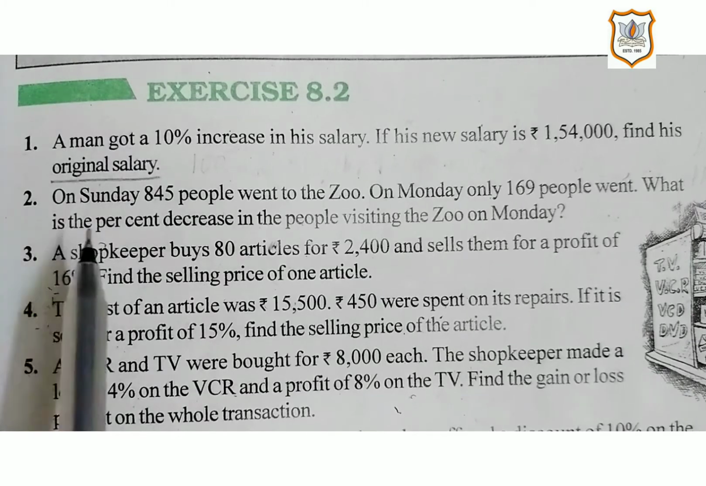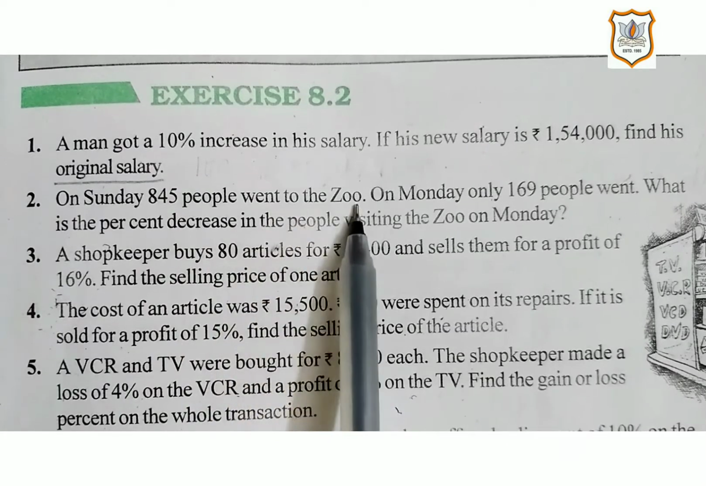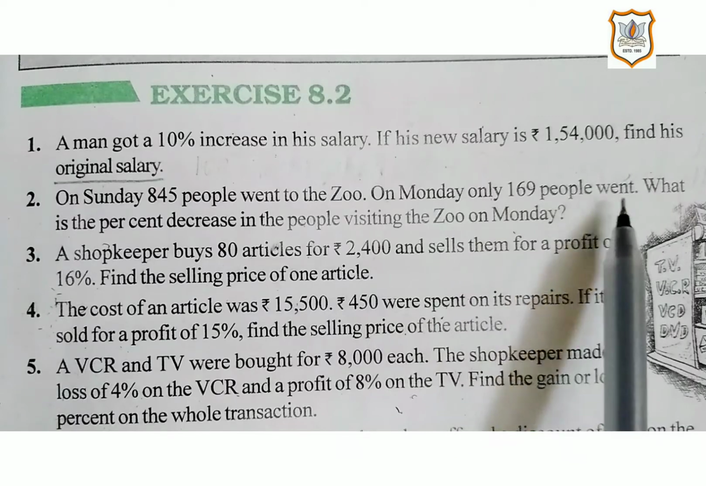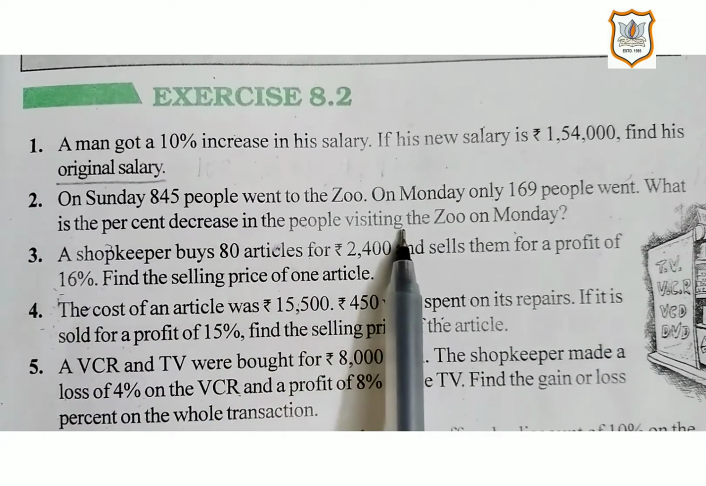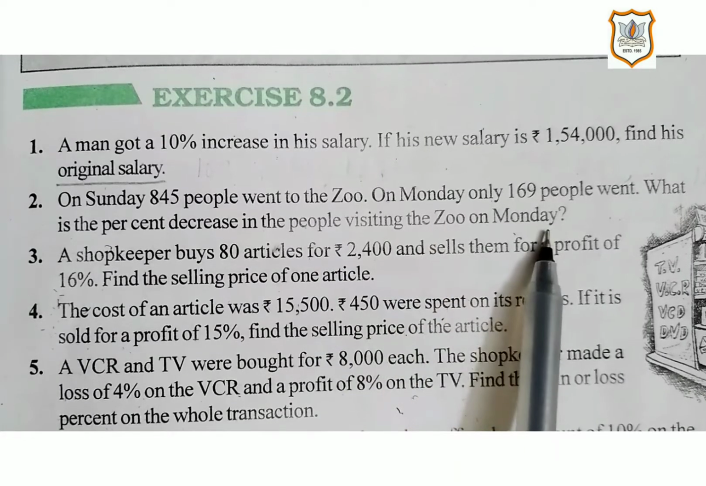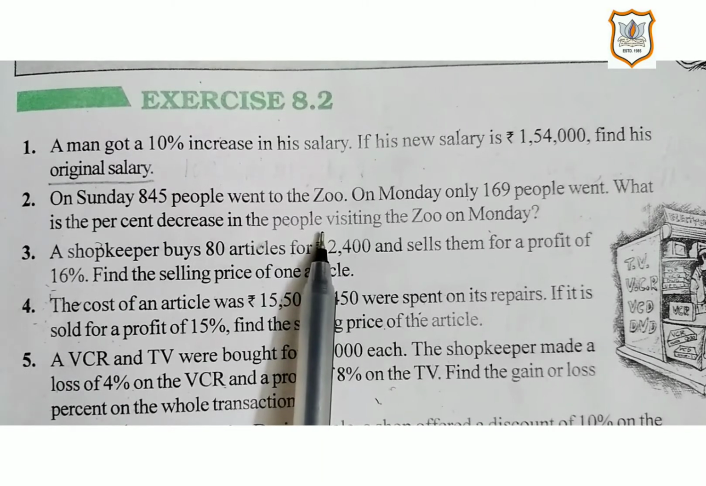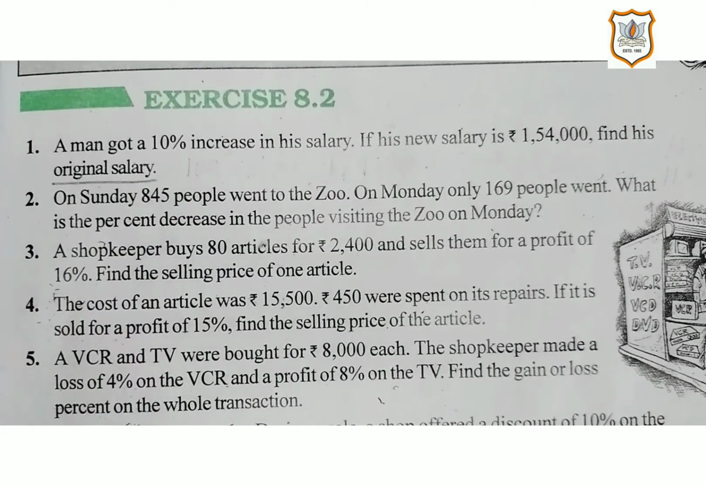Next sum is, on Sunday, 845 people went to the zoo. On Monday, only 169 people went. What is the percent decrease in the people visiting the zoo on Monday? So students, in this question, first we will find out the decrease in the number of people visiting the zoo on Monday. Then we will find the decrease percentage.